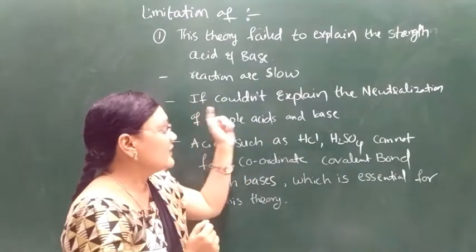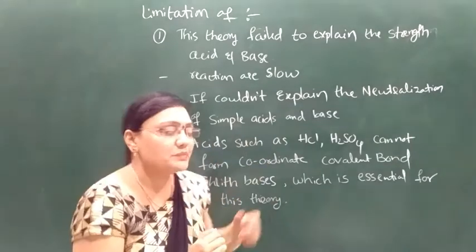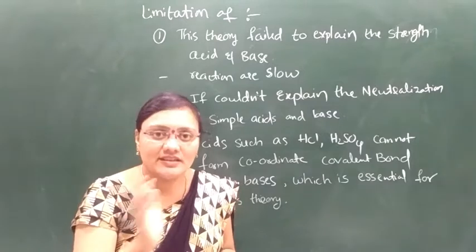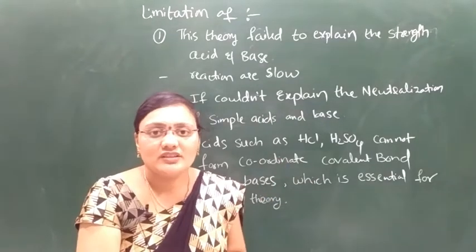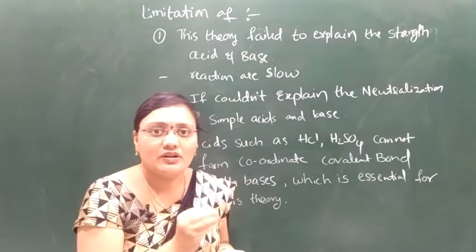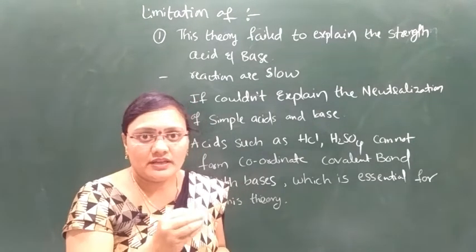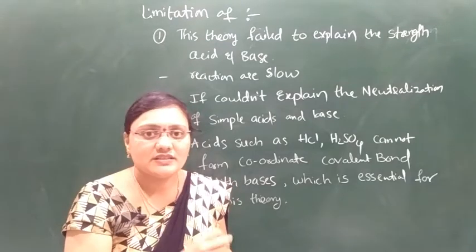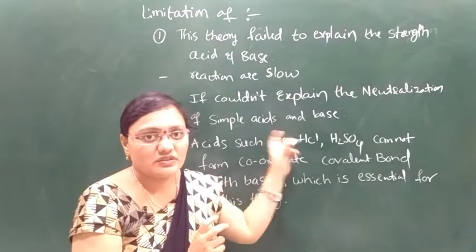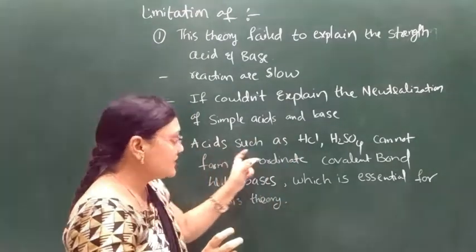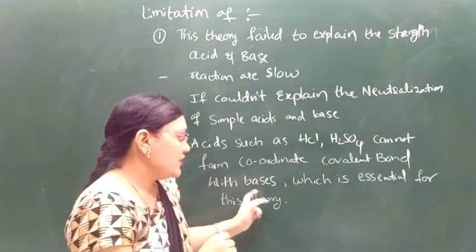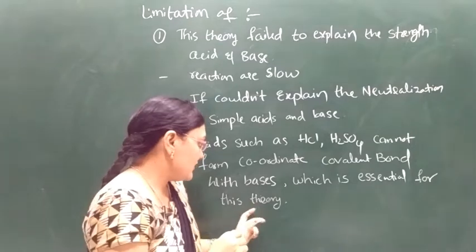And the next one, it could not explain the neutralization of simple acids and bases. Neutralization is when an acid reacts with a base to form a product. These are simple acids and simple bases that we could not explain. This theory only explains coordinate covalent bond acids and bases. This is the third limitation. And the last one is that acids such as HCl and H2SO4 cannot form a coordinate covalent bond with bases, which is essential for this theory.